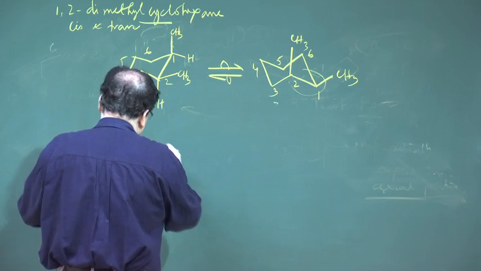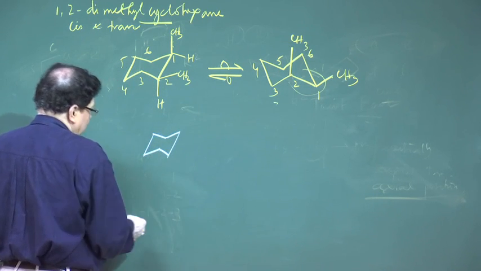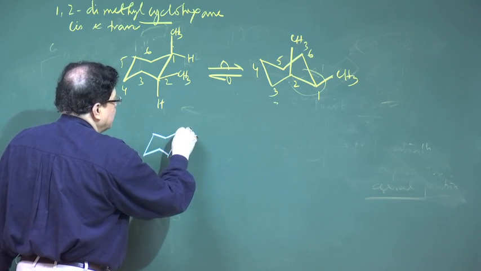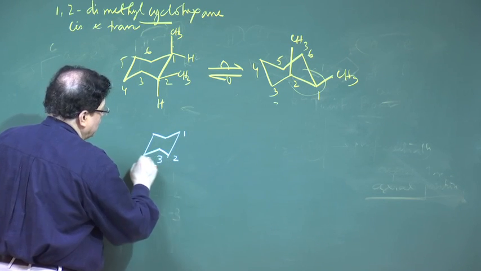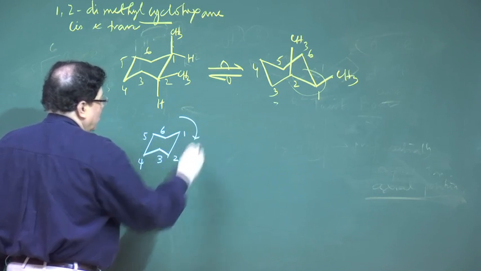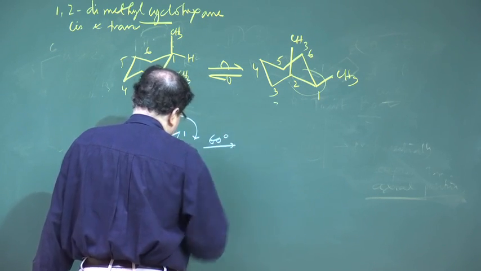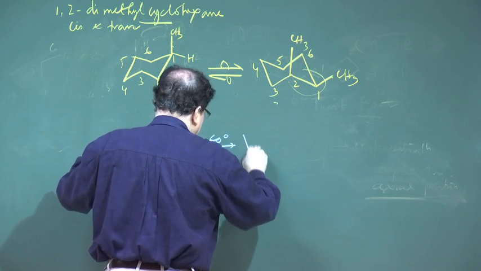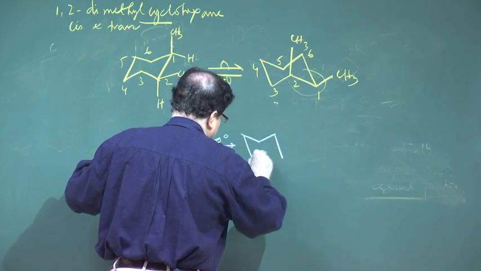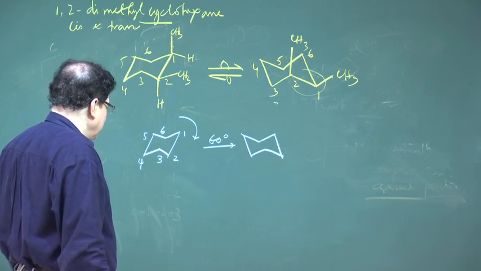So, basically what I am saying is that if you have a chair like this, okay, this is really conceptual. If you have a chair like this 1, 2, 3, 4, 5, 6, and if I start rotating it in the clockwise direction, suppose I do it around 60 degree, then the chair will not look like this, the chair will look like this, mirror image chair. The question is which group has gone where.